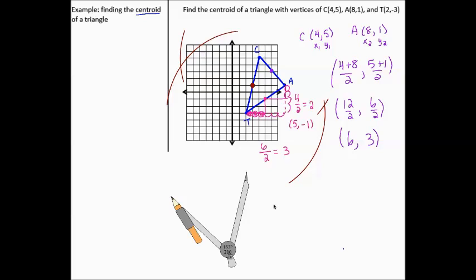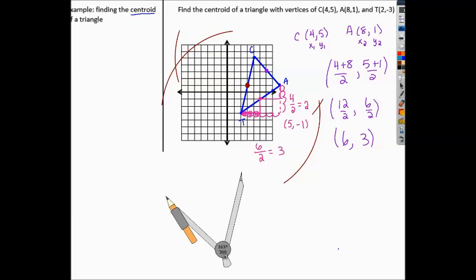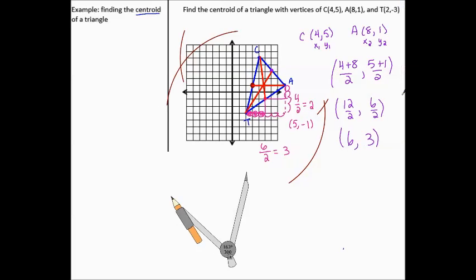And now we can use our vertices and midpoints to find our centroid. So from this point to A, from C to the opposite midpoint, and lastly from T to the third. I can see that all 3 points will intersect right here. That is (5, 1). And that will be my centroid.